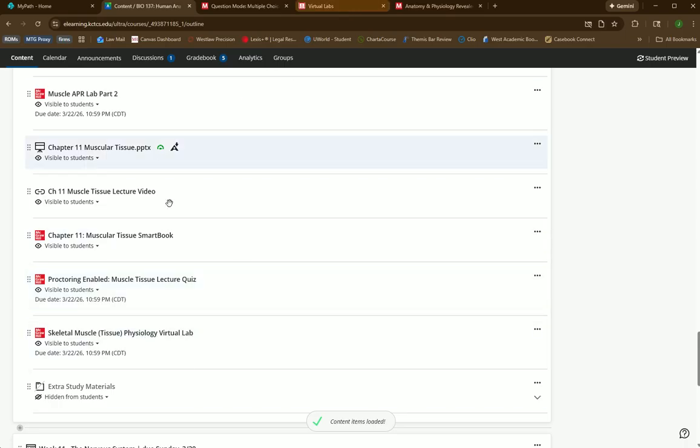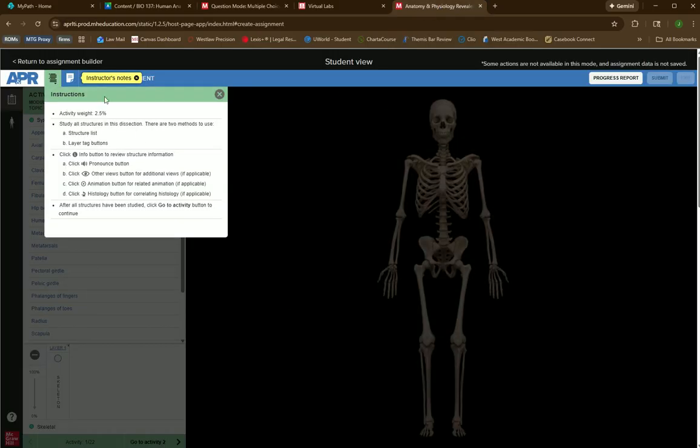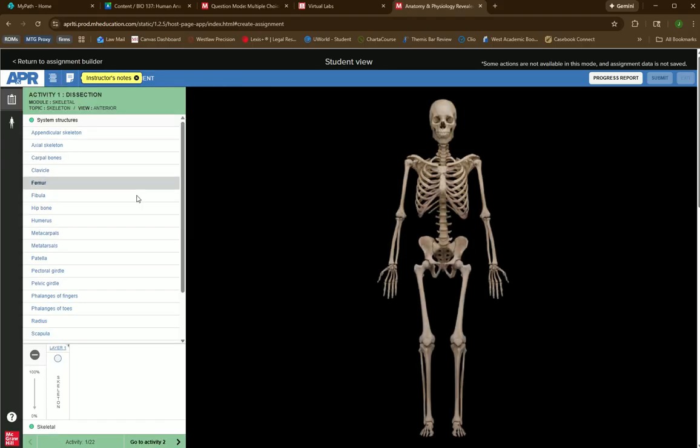So virtual lab is what you just saw. APR, Anatomy and Physiology Revealed, is a little bit different. This is what that looks like. It looks really involved, but I'm going to show you what this is. This is all dissection based, okay? So you will click, here's your skeleton, for example.